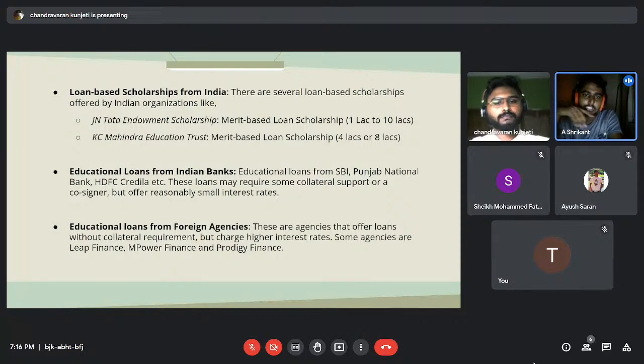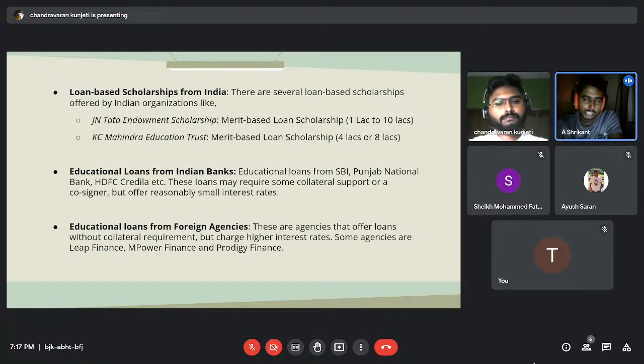But as they have high interest rates, they also have a different process of giving you funds. So you have to sort these things out while you are working on these websites. So I suggest you look at them. Some of these agencies are Leap Finance, Empower Finance, and Prodigy Finance. Personally, I went with Prodigy Finance because in my case, SBI was planning to take a long time to process a loan.